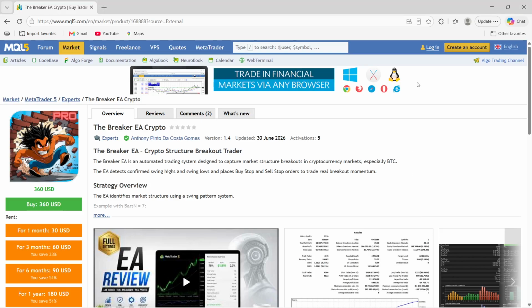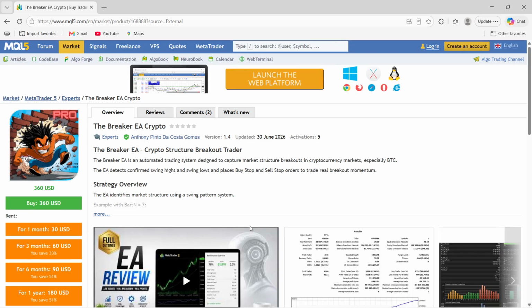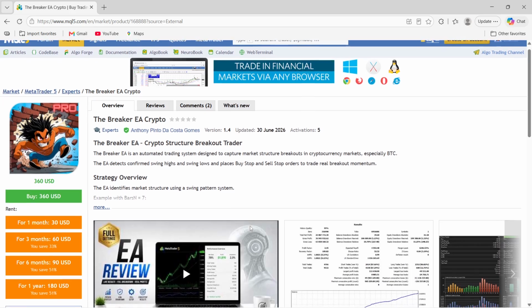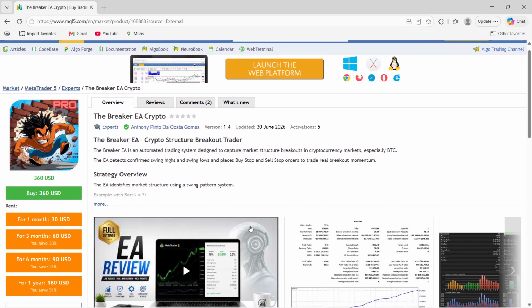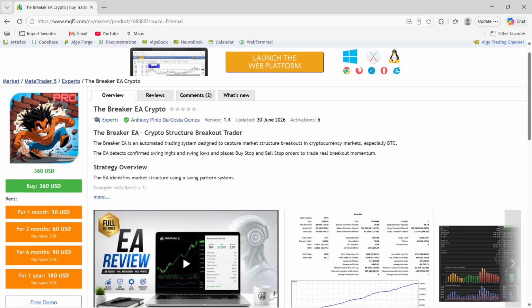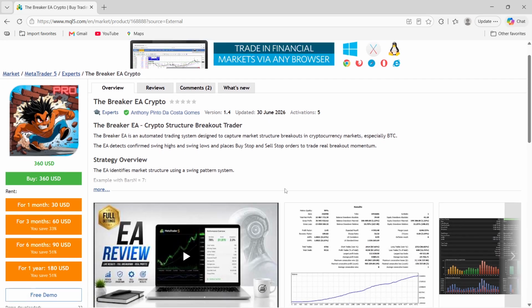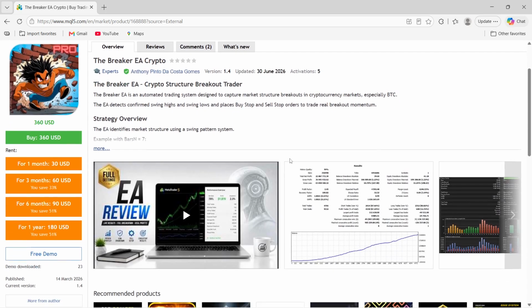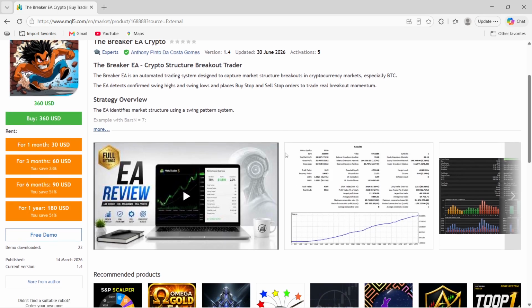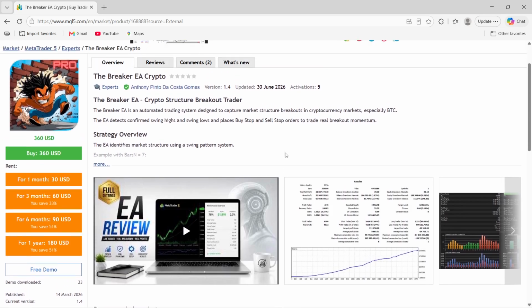Hello traders, in this video we are going to be talking about the Breaker EA Crypto for MT5. A breakout focused tool designed specifically for cryptocurrency markets. This EA aims to catch significant level breaks in volatile assets like Bitcoin or other majors. The developer positions it as a precision breakout system. So let's walk through the claims, how it works, and what my own backtest actually showed.